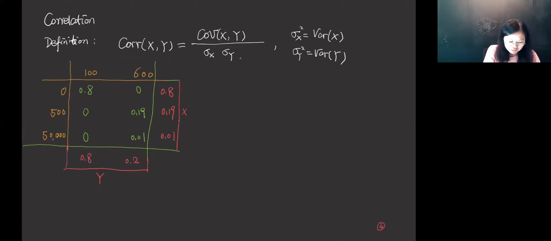Now consider the previous example again. We got the covariance. What is the correlation? To get the correlation, we will need to find also the variances of X and Y. So the variance of X is the expectation of X minus E of X, squared. X takes these three values, so we're going to take an average of these three values.